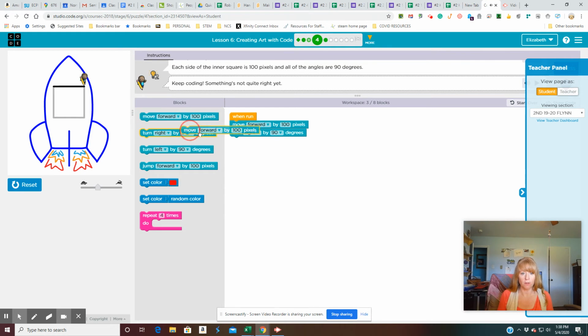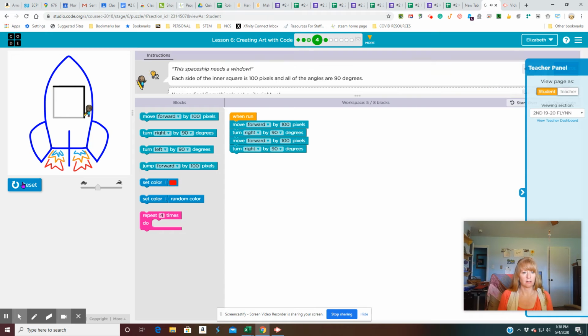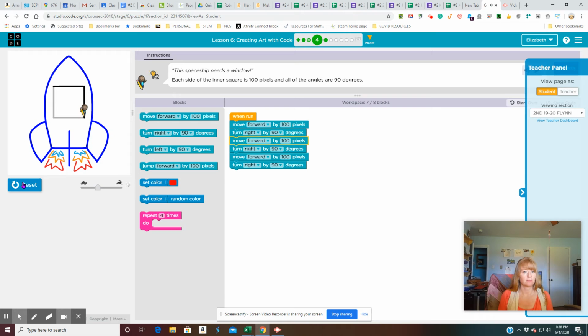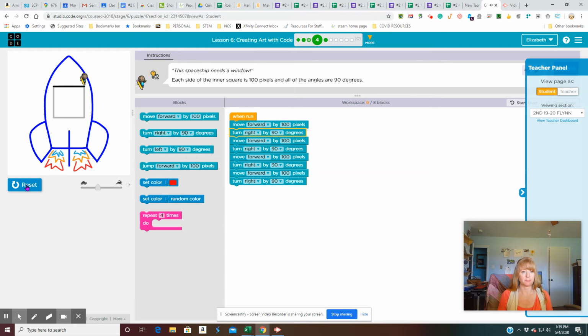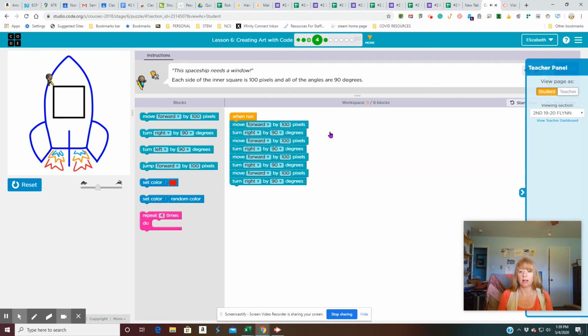We know we need to move forward by 100 pixels, and then we need to turn right again. Let's reset it and run it to check. Okay, we have another line to draw. So another side of the square is move forward by 100 pixels and another turn right by 90 degrees. Let's reset and let's run. All right, so we have one more move forward by 100 pixels, and then let's turn our character right to get him in the same position he was when he started. So let's reset and let's run it. So now we have solved our puzzle correctly.